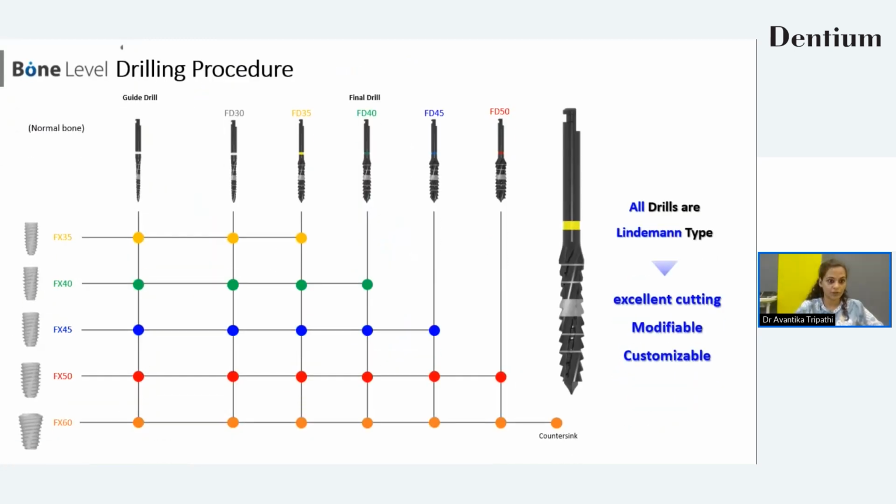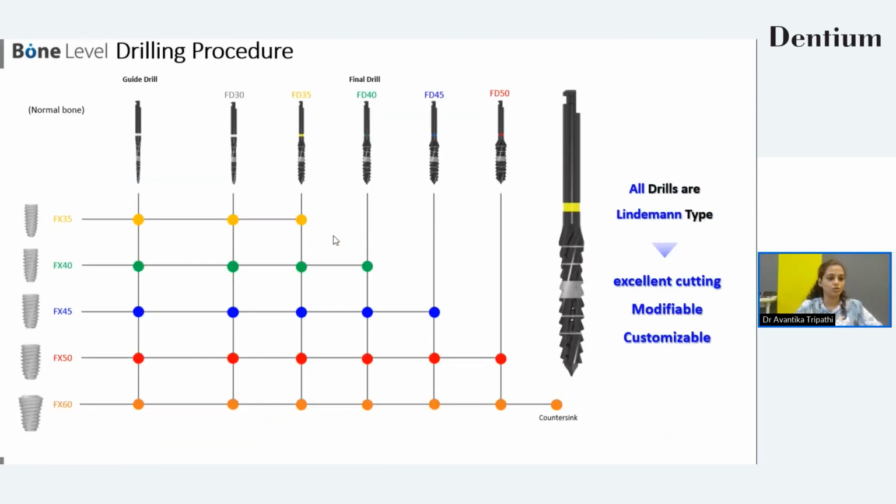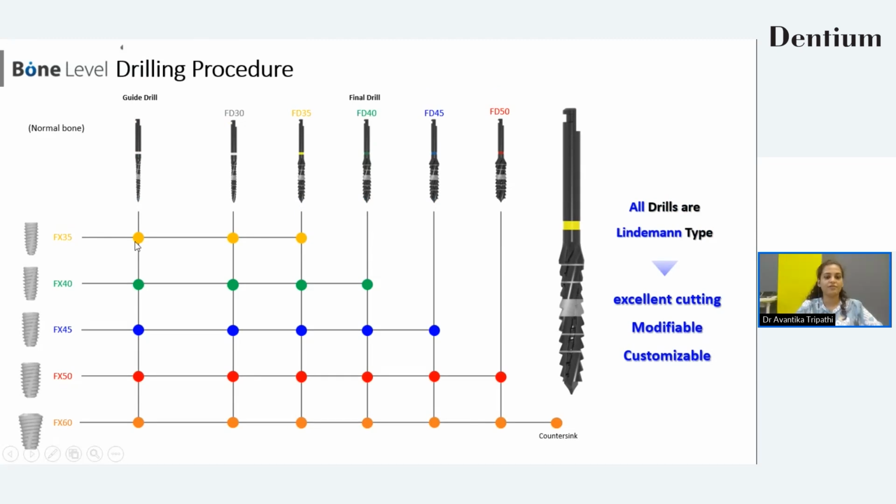The drilling procedure for placement of a bone level implant: these are the drills which are available, starting from the diameter 2.5, 3, 3.5, 4, 4.5 and 5. So if I need to place an implant of 5 mm, I need to drill first with the 2.5, then 3, then 3.5, 4, 4.5 and 5, and then I'm going to place a 5 mm implant.